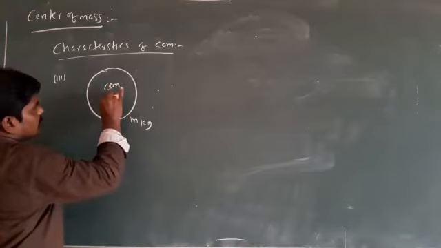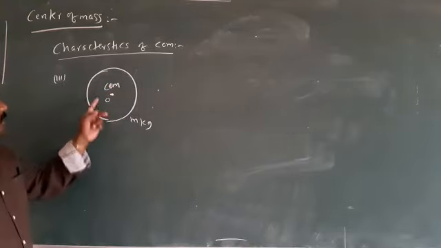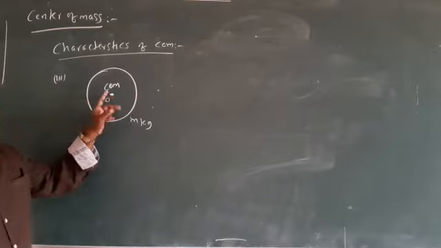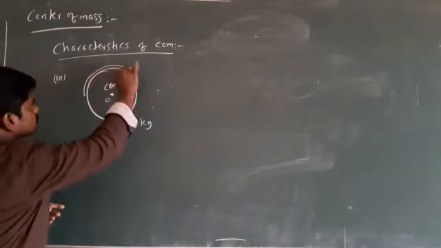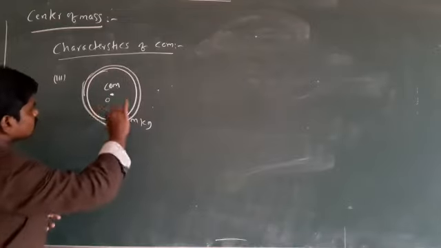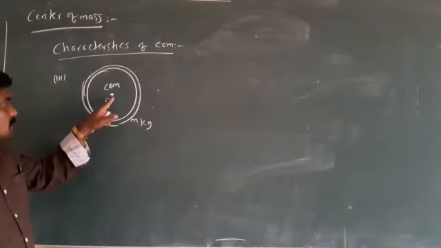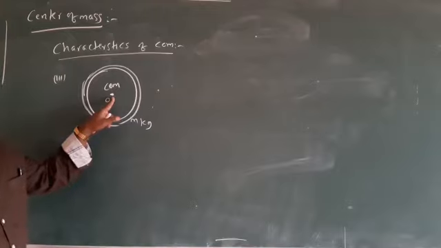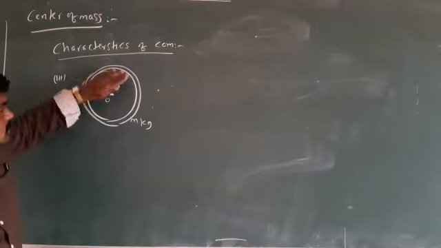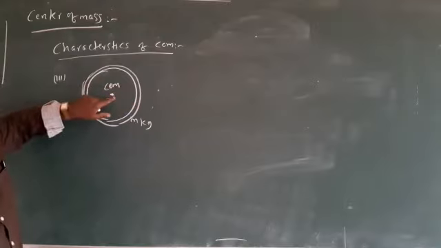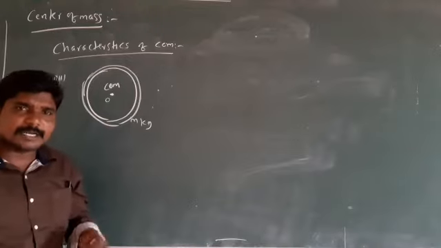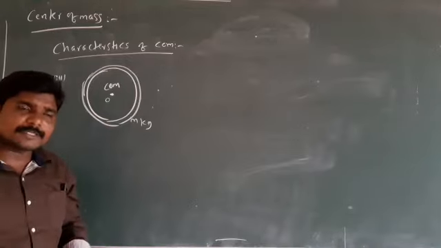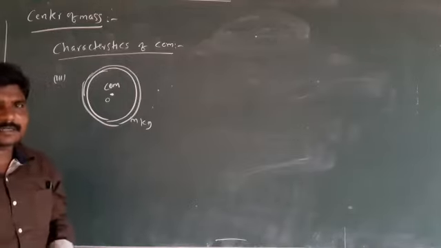Here, this is the center of mass. Actually, here there is no matter. This is all empty. This is a ring. Yet at the center of mass of the ring there is no matter. All this is the hollow part. But there is the center of mass. Means at the center of mass, matter may be present or may not be present.